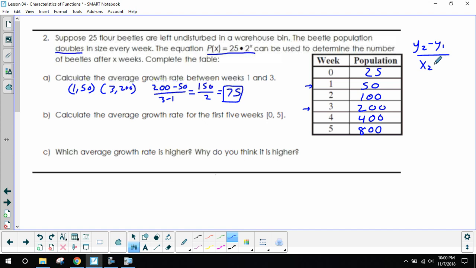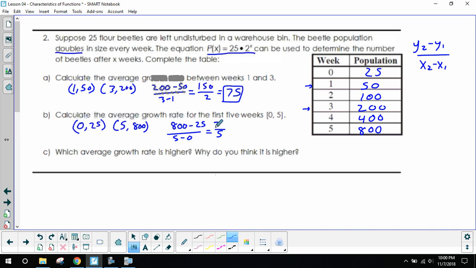This one has it between 0 and 5. So 0, which is going to be 25, and then 5, which is 800. So again, 800 minus 25 all over 5 minus 0. That's going to be 5. 800 minus 25 is going to be 775.